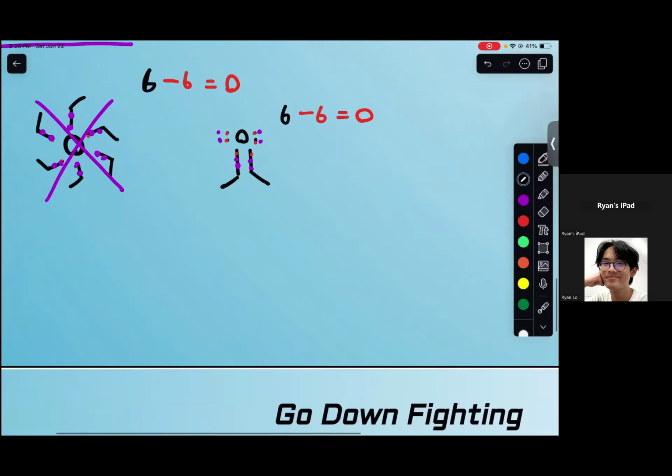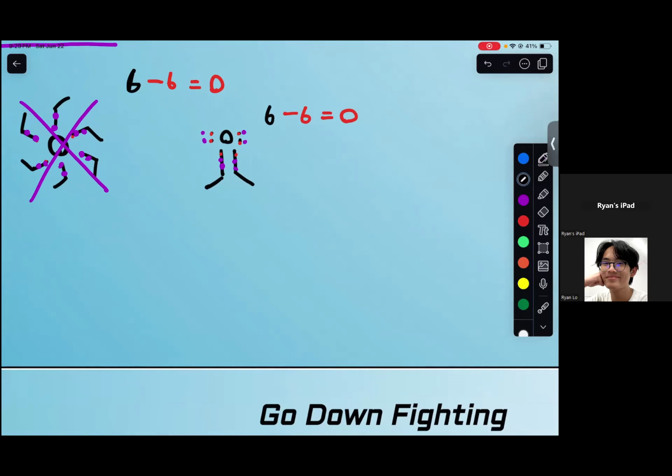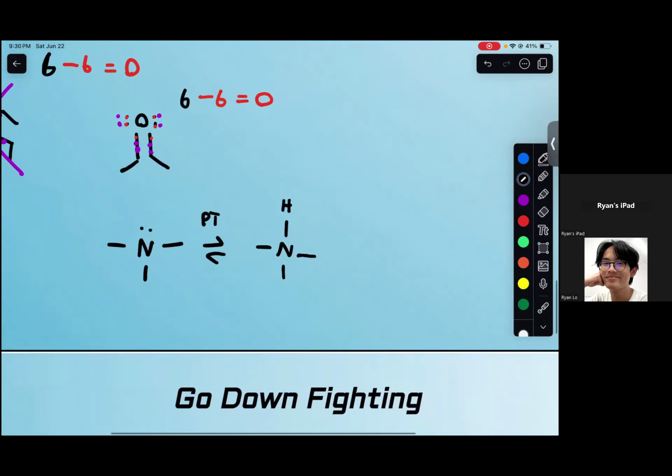So let's do a very interesting example here. Let's say, for example, this nitrogen right here did a proton transfer, and you end up with an H here. First and foremost, let's quickly calculate this together. You can pause the video at any time if you want to figure it out yourselves. Nitrogen has a default valence electron count of 5. Doing the count, 1, 2, 3, 4. So 5 minus 4 equals +1. So this is going to have a plus charge.